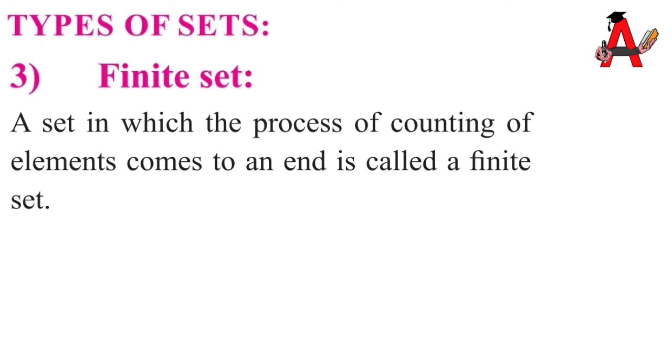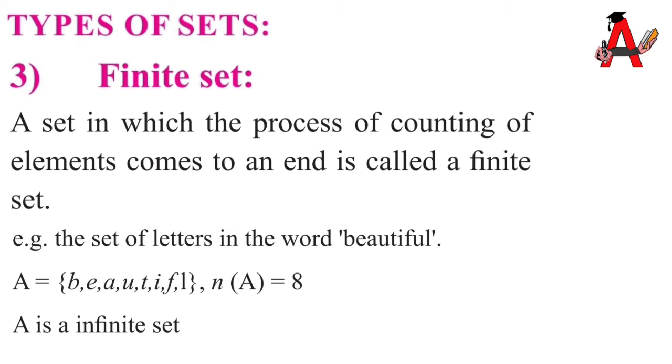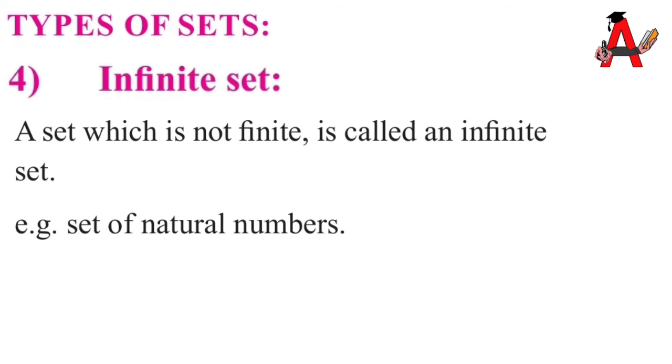Then you can also classify finite sets and infinite sets. Finite sets are those which can be counted. For example, A is a set which contains the letters of the word beautiful. So it has B, E, A, U, T, I, F, L. So there are 8 alphabets, so N of A is 8. It is a finite set. Whereas an infinite set is something which is not finite. For example, the set of natural numbers, which we cannot count, there can be any number of them.